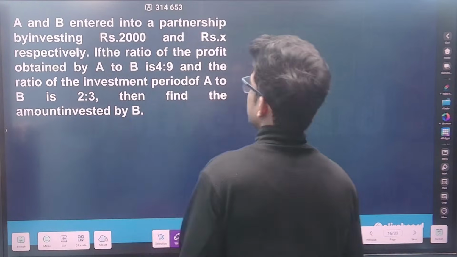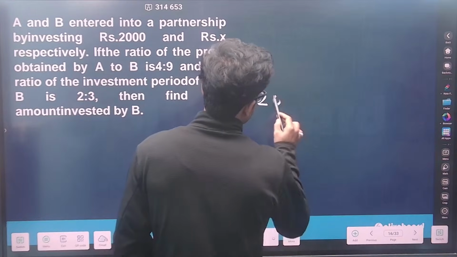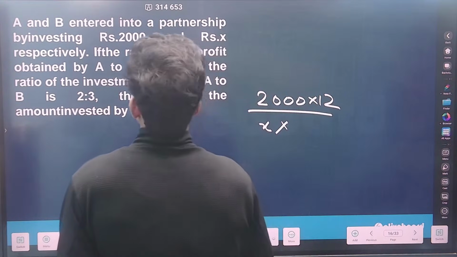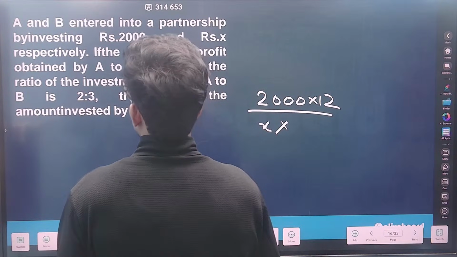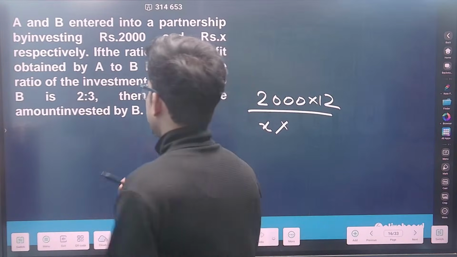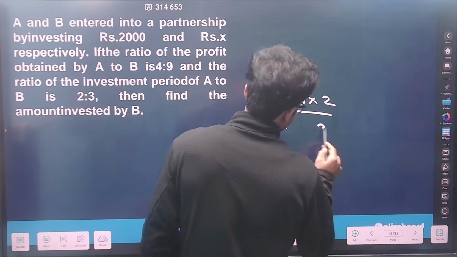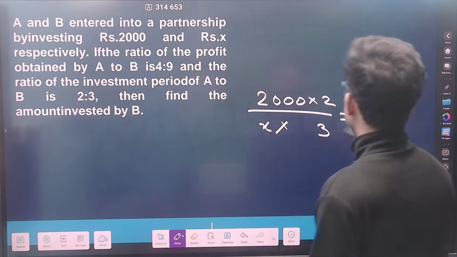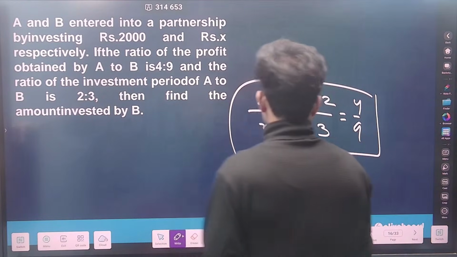A and B entered into a partnership. I think this is very easy, everyone. Have you solved it? Now 2000 of 12 and x of how many? 8 to 4 is to 9. This was the investment ratio, 2 is to 3 now. This was 2 is to 3, is it right? And this was 4 is to 9. From here you can solve the value of x, which is 3000.